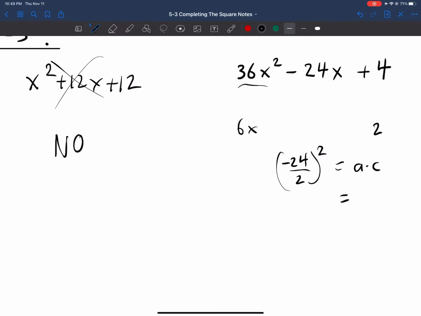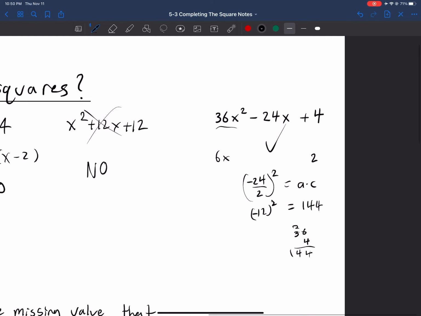So let's take a look at what that could be. 36 times 4 is going to be 4 times 6 is 24, 3 times 4 is 12, plus 2 is 14. So 144. So then I check, is my middle term negative 24 divided by 2? That'd give me negative 12. Negative 12 squared is indeed 144. Check, this is a perfect square.